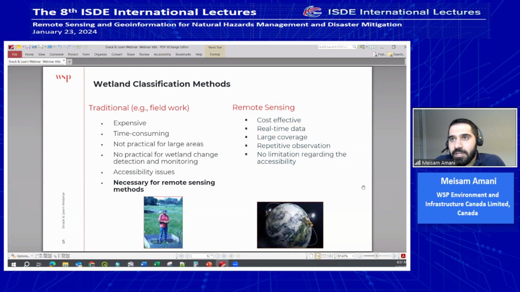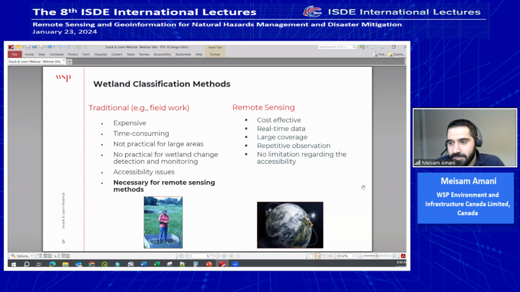Generally, wetland classification methods can be divided into two groups of traditional, like field survey, and remote sensing methods. Field survey methods are usually expensive. They take lots of time from laborers. It's not practical for large areas because the cost will increase significantly. And it's not practical for wetland change monitoring, especially if we want to see the changes in the past and we don't have field data, then it's not possible to do a change assessment. And finally, there are accessibility issues because wetlands are mostly located in remote areas, and it's difficult to access them through field surveys.